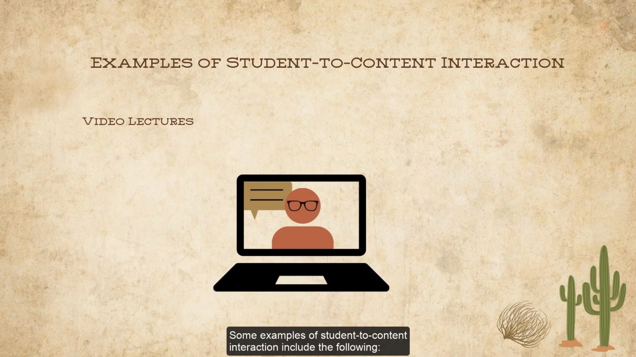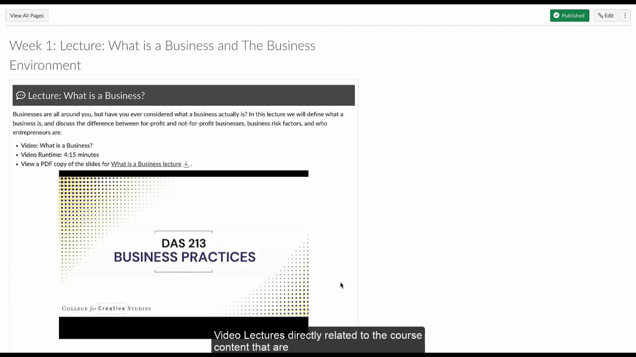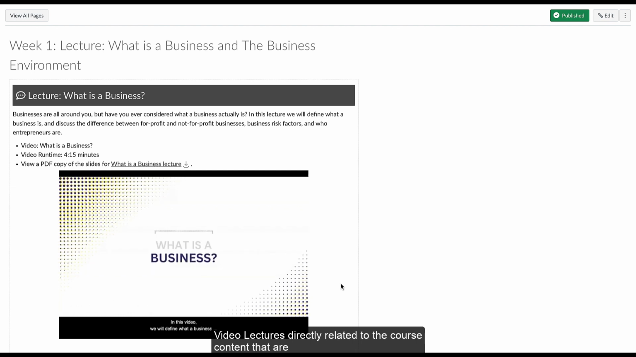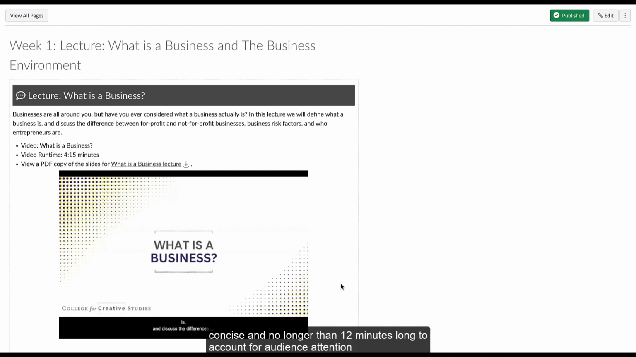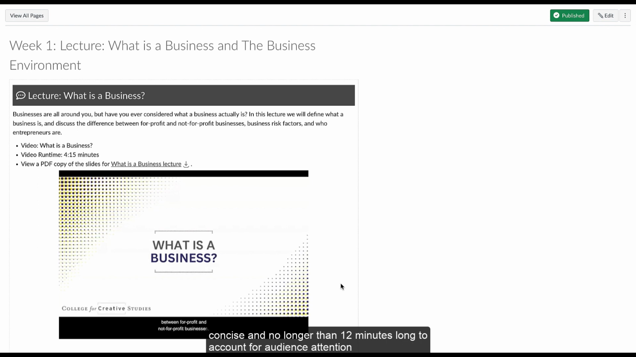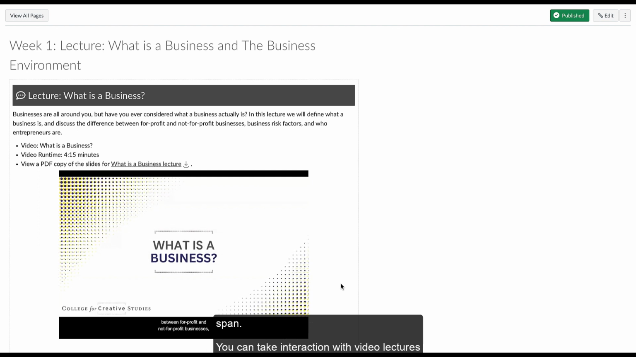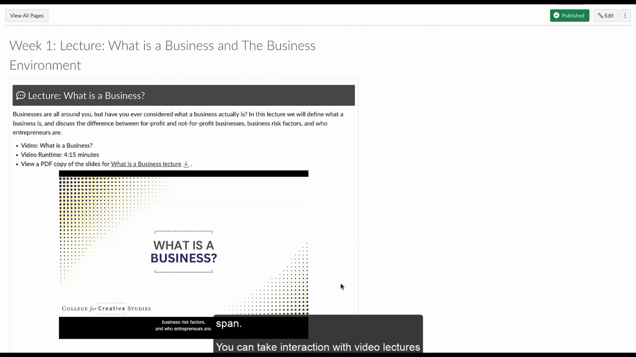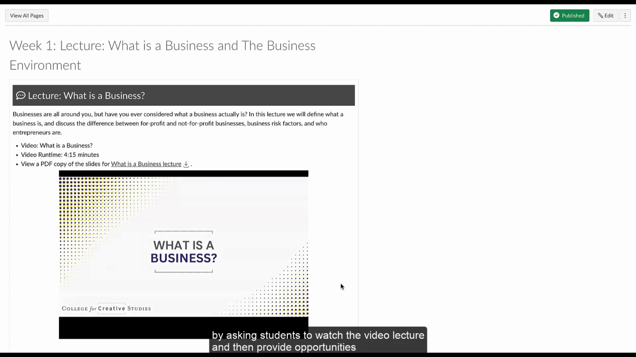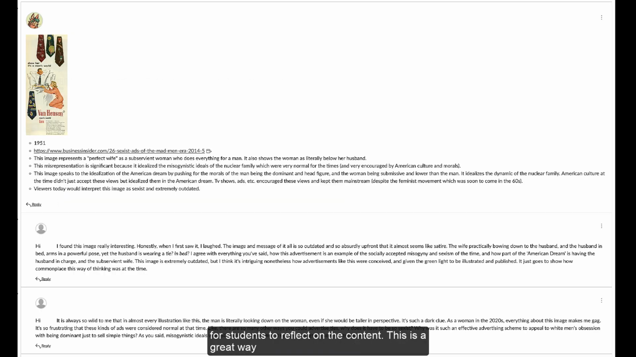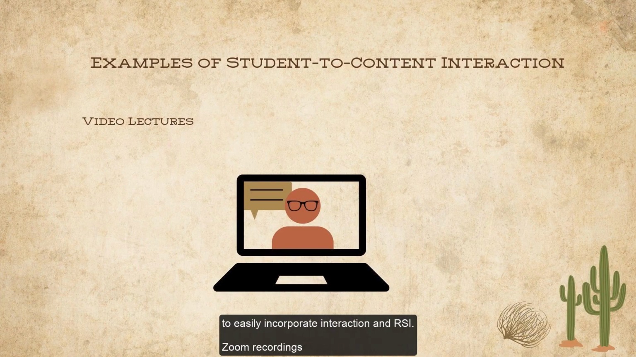Some examples of student-to-content interaction include the following: video lectures directly related to the course content that are concise and no longer than 12 minutes long to account for audience attention span. You can take interaction with video lectures further by asking students to watch the video lecture and then provide opportunities for students to reflect on the content. This is a great way to easily incorporate interaction and RSI.